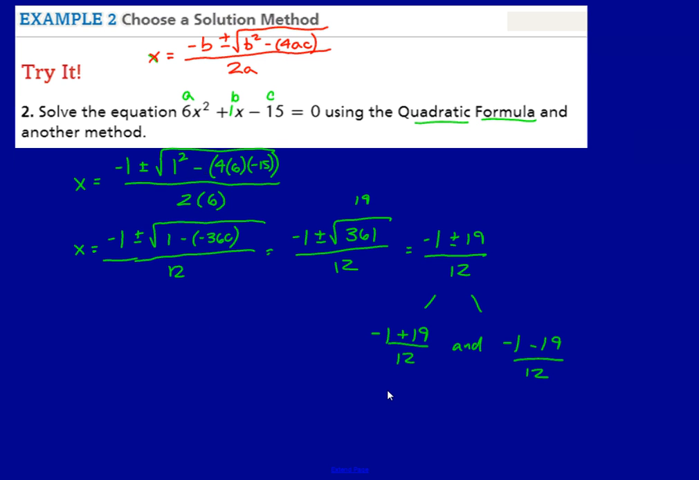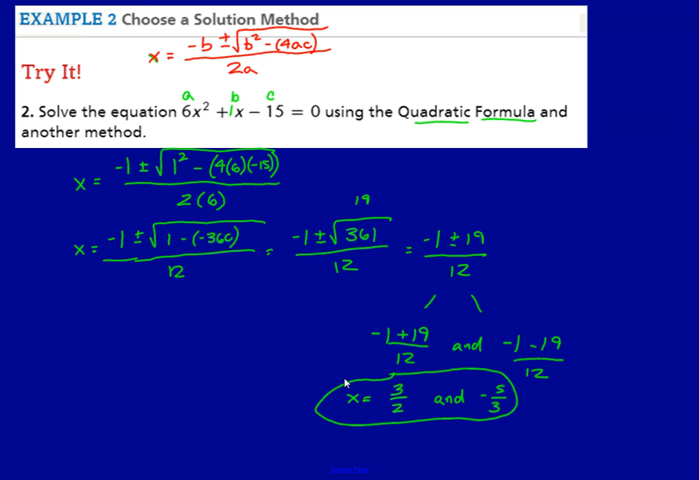So it's 18 over 12, because negative 1 plus 19 is 18 over 12, so that gives me 3 halves. And this is negative 1 minus 19, which is negative 20 over 12, which is negative 5/3. So this is what x equals out of this. Those are cleaner. Those don't have the weird square root in it. It's not an irrational number. These are rational. We can write them as fractions.